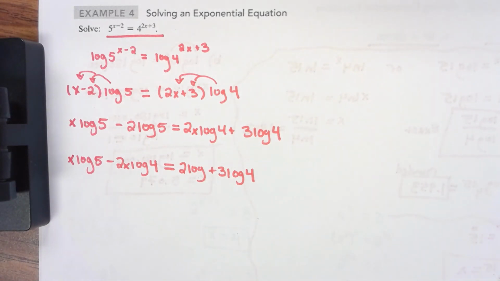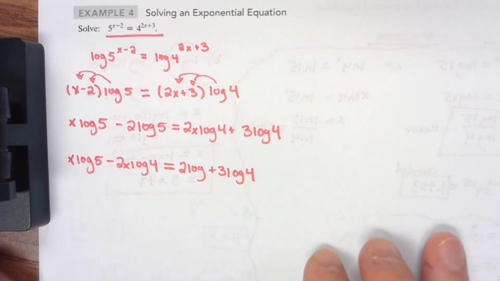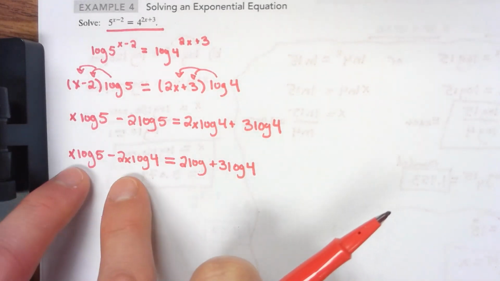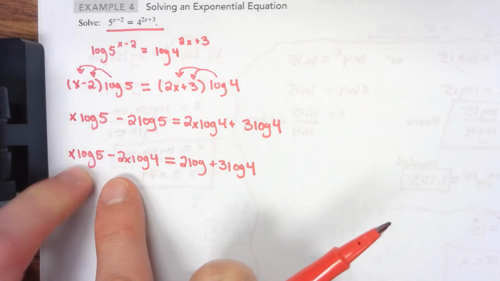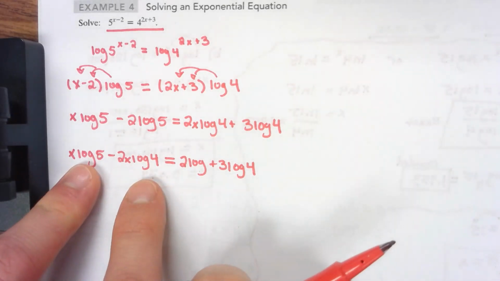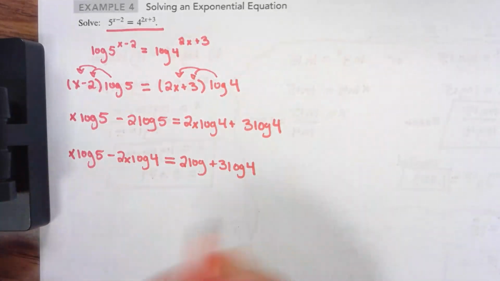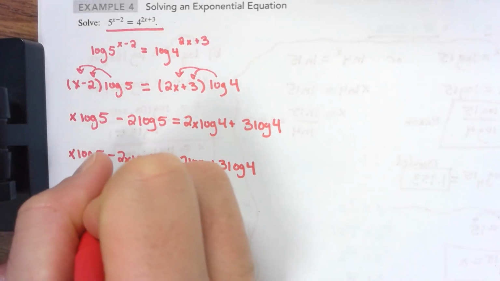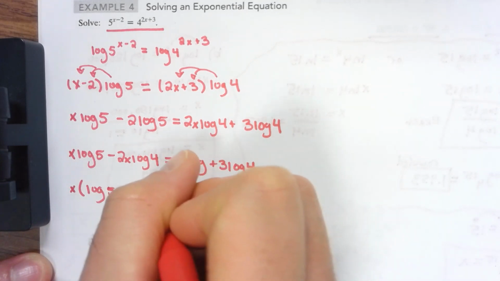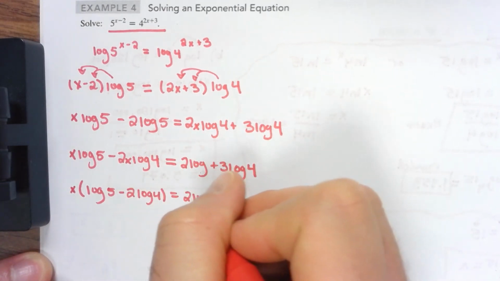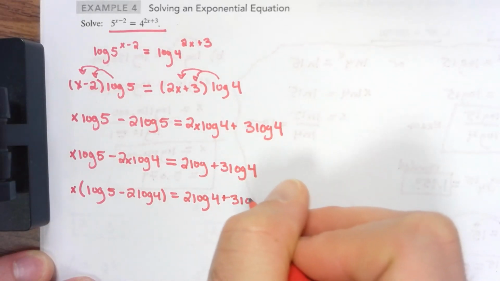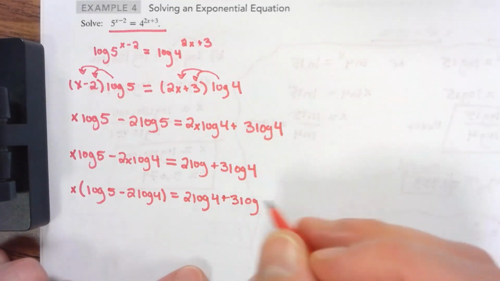Okay. So now on the left side, I'm recognizing that both of these terms have an x, right? If I were to read this with all the operations, it'd be x times log of 5 minus 2 times x times log of 4. Since I'm multiplying by x in both of these terms, I can factor the x out. So it's x times (log of 5 minus 2 log 4) equals the same right side. That has not changed. Yeah, one of those is wrong. It's 2 log 5.